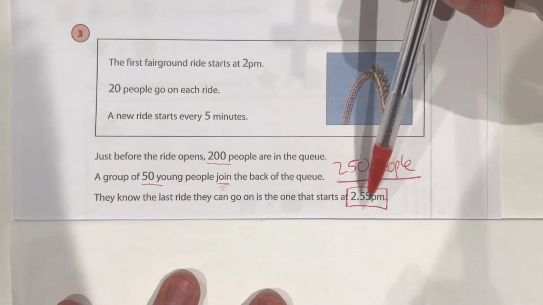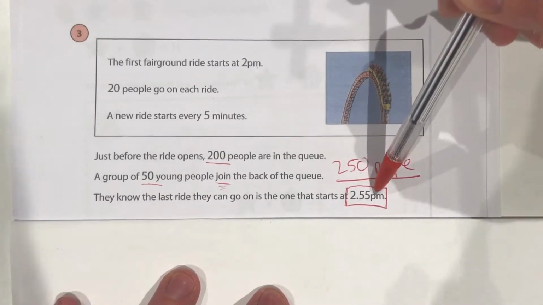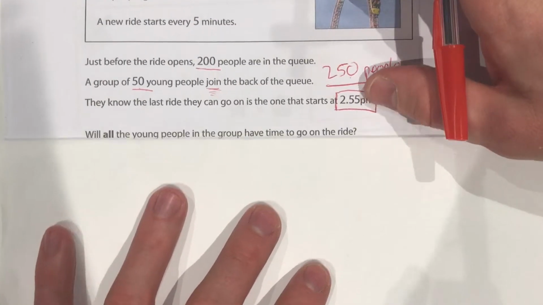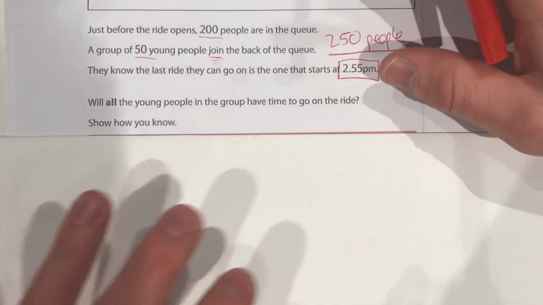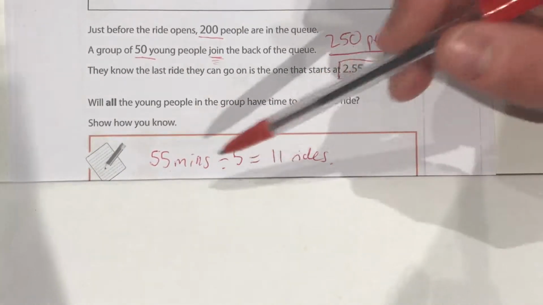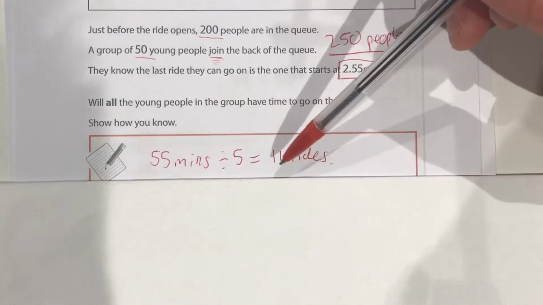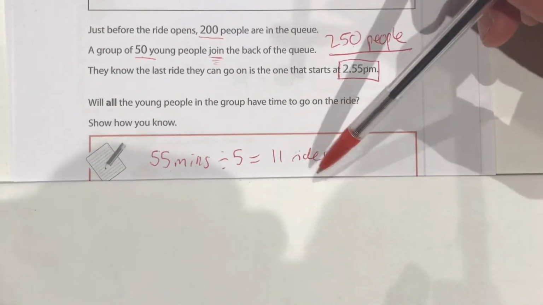So if the first one's at 2 o'clock, the last one's at 5 to 3, we need to find out how many rides there are in the hour first. So, albeit we want to find out, will they all be able to go on? So I've done 55 minutes because I know there's a period of 55 minutes from 2 o'clock till 5 to 3 when the last ride is, divided by 11, which tells me I can have 11 rides.